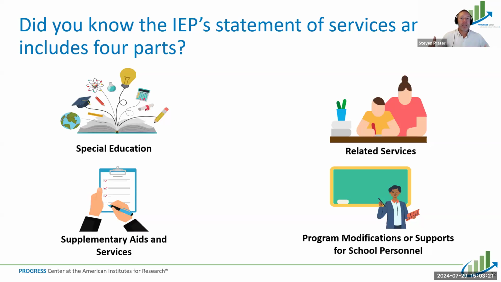Related services are those things that answer: what else does the student need to benefit from that special education, from that specially designed instruction? It could be transportation, speech services, occupational therapy. What are those things that the student needs in order to benefit from that special education? The third one is supplementary aids and services. Those are things like the accommodations or the assistive technology. What are those other things the student needs to help them benefit from the general education classroom?